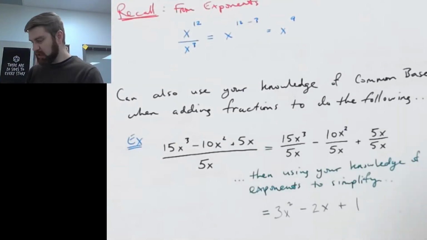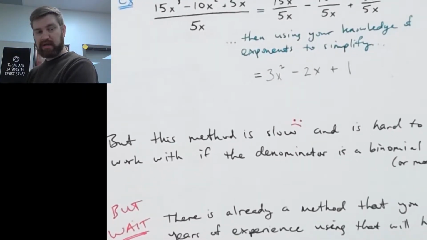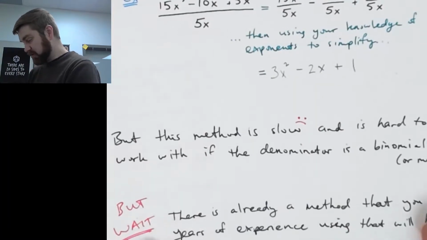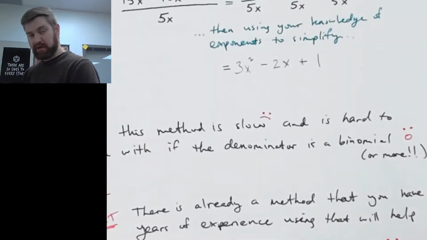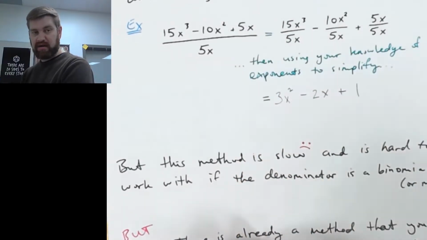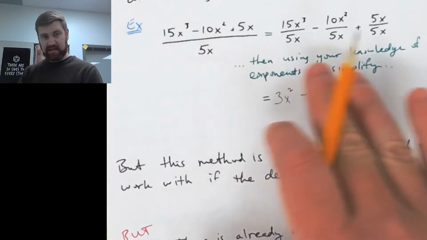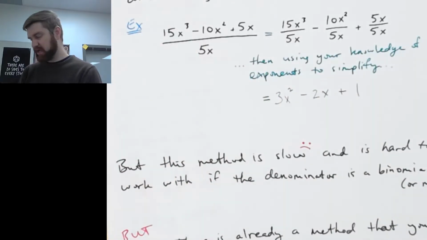But this method is slow and hard to work with if the denominator is a binomial or more. The example up here does work because there's a single term as the denominator. But if the denominator gets any more complicated, so it has 2 terms, 3 terms, whatever, this technique of pulling it apart falls apart. And we don't really stop here in math. We build on this. There are things we need to do in 20 and 30 that use this technique.